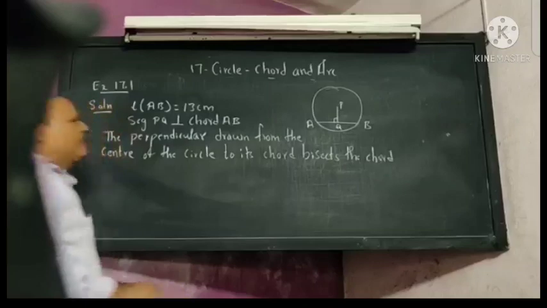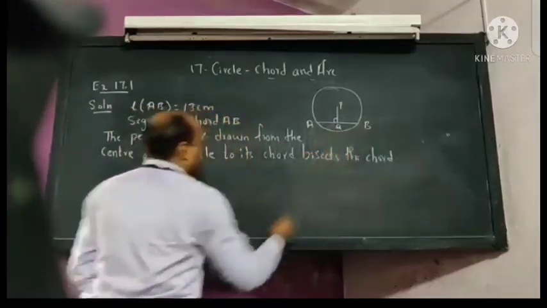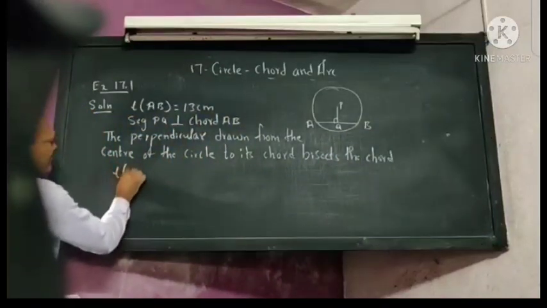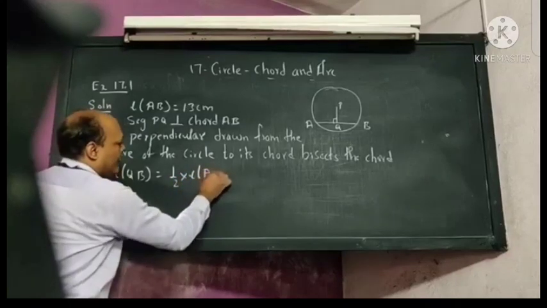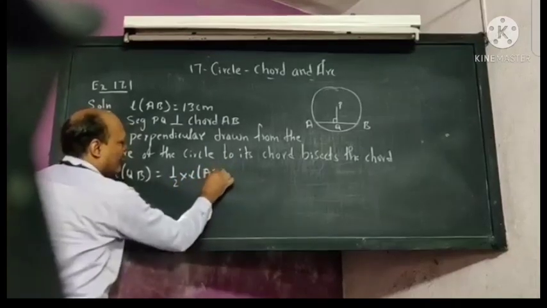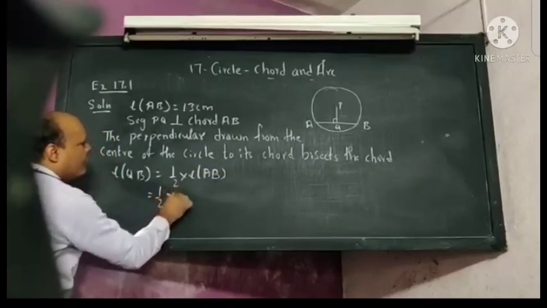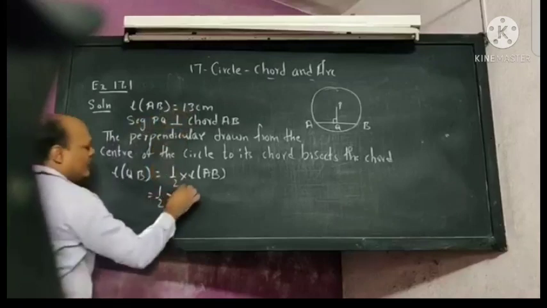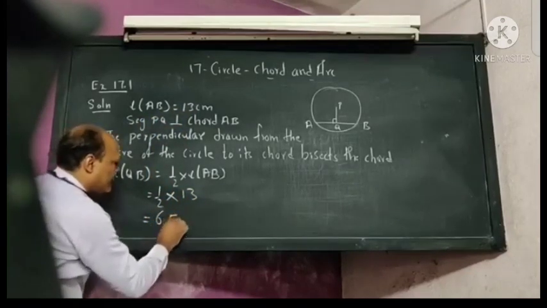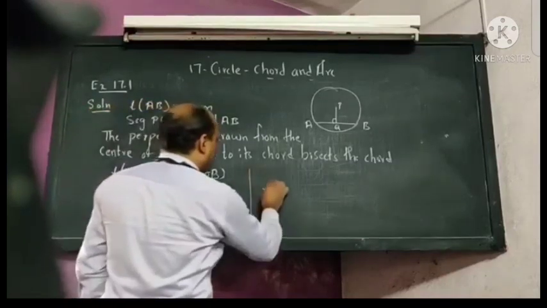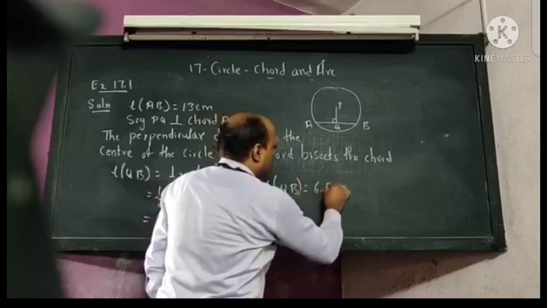Just write the first property: the perpendicular drawn from the center of the circle to its chord bisects the chord. It means we have to find the length of QB, that is, the length of QB will be half of the length of AB. We have already written the property. AB is given as 13 cm, and half of 13 is 6.5 cm. That is the length of QB. We got 6.5 cm.